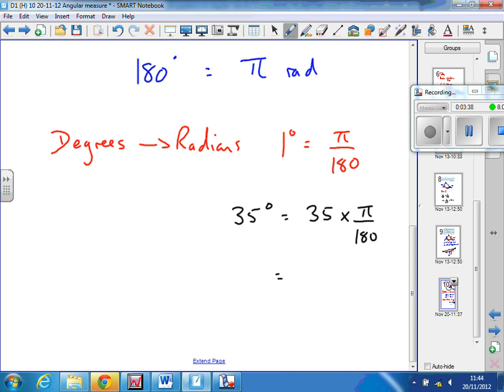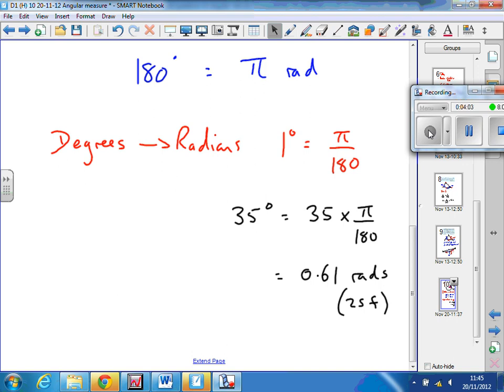What does it come out to be? So 35 degrees is 0.61 radians. There's always going to be some rounding associated with that because pi is one of those irrational numbers. It's a never-ending decimal. So we're always going to have to round it to an appropriate degree of accuracy if we want it in radians. If we want an exact answer in radians, what we tend to do is leave it in terms of pi. And that can sometimes be useful.